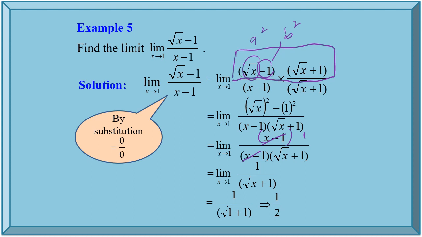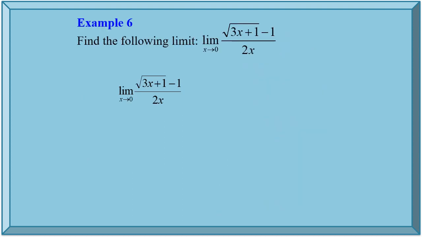Okay, so let's continue with the next example. Find the following limit: (square root of 3x plus 1, minus 1), all divided by 2x, as x approaches 0. If we substitute the value 0, we get 1 minus 1 is 0, and 0 divided by 0. Because it's 0 over 0 and we have a square root, we apply simplification by multiplication with its conjugate.